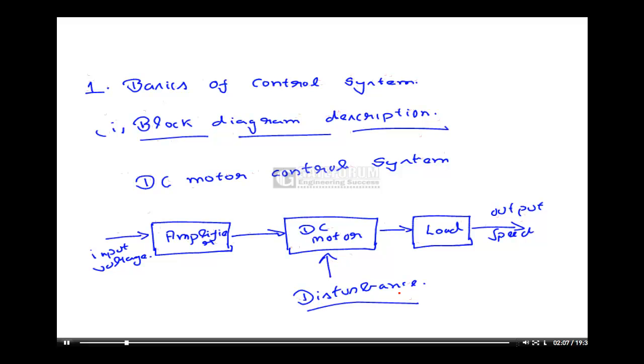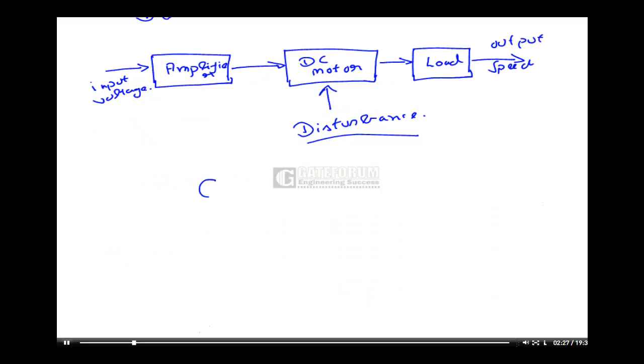So this is a block diagram description of a DC motor control system. It just shows the interconnection and the composition of the overall control system. Now similarly, block diagrams can be made for any of the control systems. In a block diagram, there are points like this, which are called summing points. They can also be a multiplier.